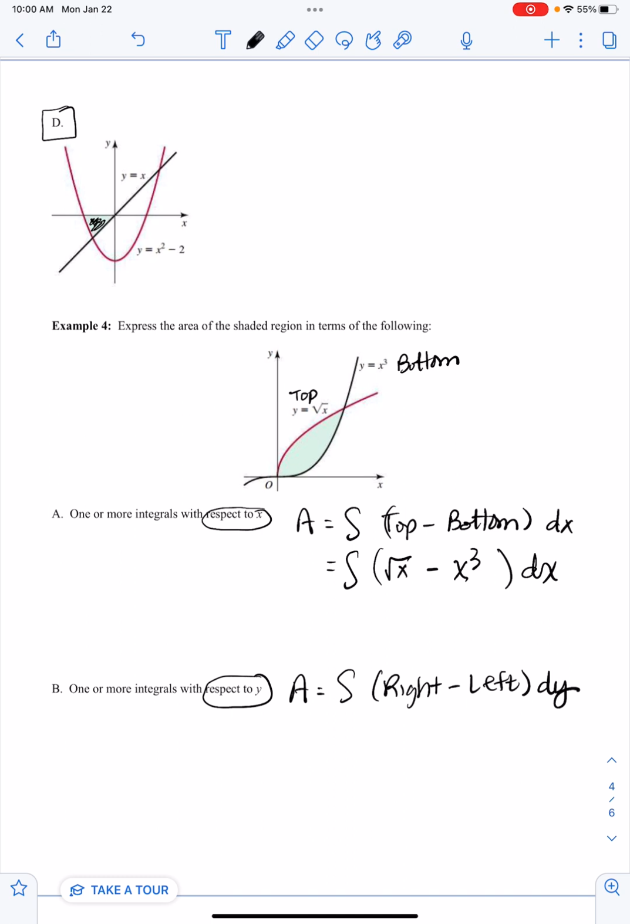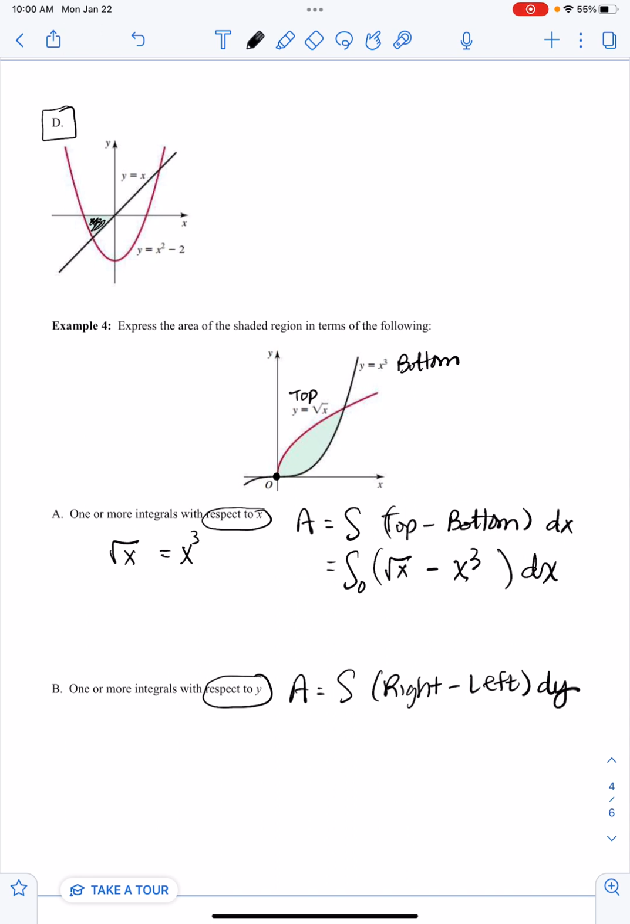All right, so we still need to find our limits of integration. So definitely we can see that 0 is going to be the lower one. And that's not a shock whenever we set the functions equal to each other. We've got the square root of x equals the cube root of x there.